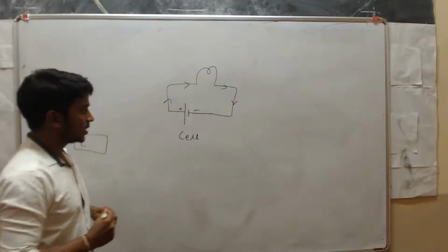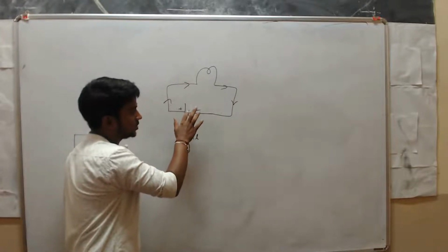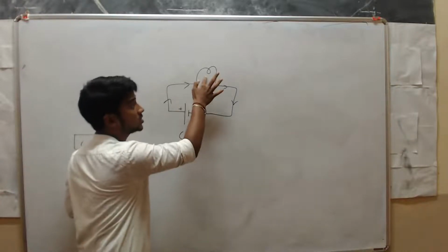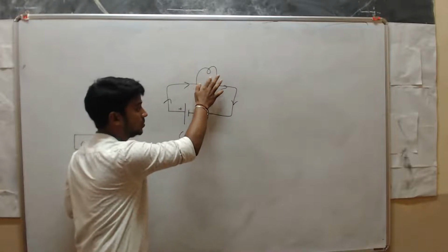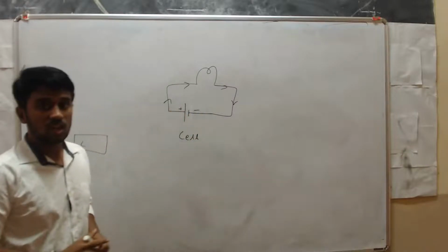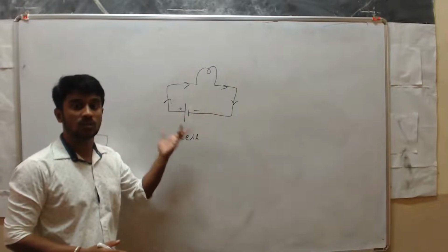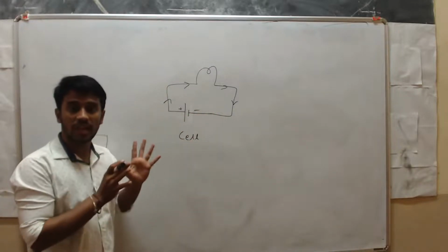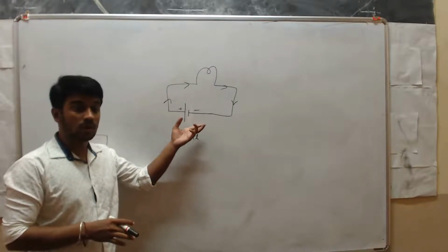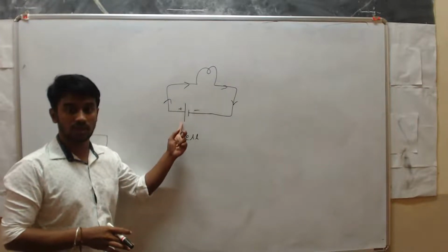Now, what is the function of the cell? The function of this cell is that it pushes the electrons. So electrons will move from this end to this end through this bulb, from negative terminal to positive terminal. That cell pushes the electrons, which means the cell does the work. What is the work of the cell? It just pushes the electrons. How much work will it do to bring the electrons from negative terminal to positive terminal?